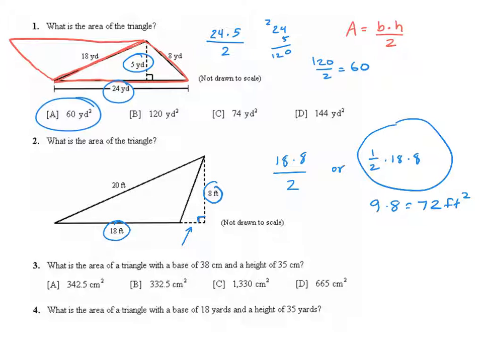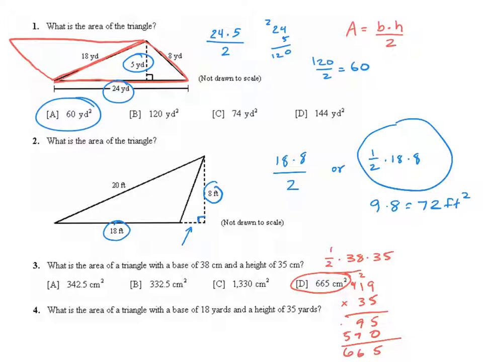Question 3, what's the area of a triangle with a base of 38 centimeters and a height of 35 centimeters? So we're going to do half times the base times the height, or the base times the height divided by 2. I'm going to go ahead and do this part because I know half of 38 is 19, and then I just need to do 19 times 35. Let's see, this is 27 and 5. Looks like it's going to be 665, and this will be square units, and our units were centimeters, so square centimeters, which is D.